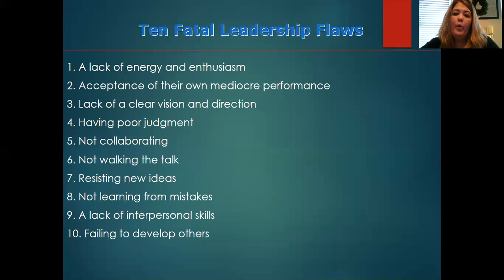Not walking the talk. You're saying these are the things that we need to do, this is how things are supposed to be implemented and operated, but you yourself aren't actually doing that. So how is anybody going to respect you as a leader if you yourself aren't able to implement it?